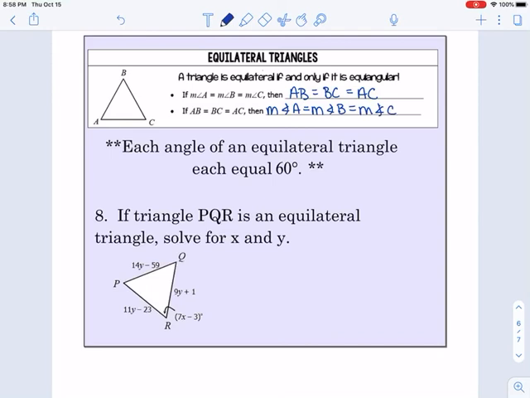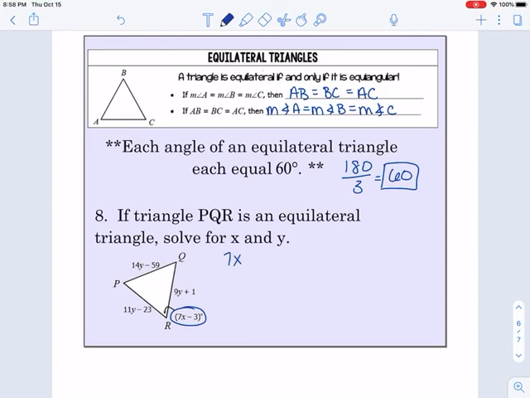Okay, so each angle of an equilateral triangle, no matter what the lengths of the sides are, is going to be 60 degrees. Again, you have 180 degrees in a triangle and you have 3 angles that are equal. So if you take that 180 and divide it by 3, you're going to get that 60 degrees. So for our last question here, if triangle PQR is an equilateral triangle, we want to solve for both x and y. First, I'm going to concentrate on x. That one angle is 60 degrees.